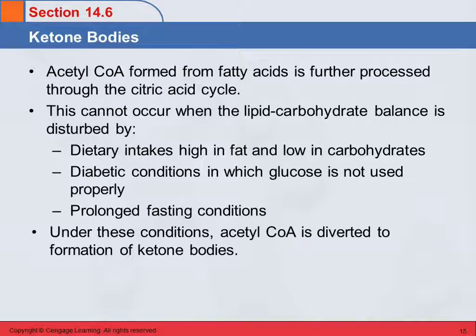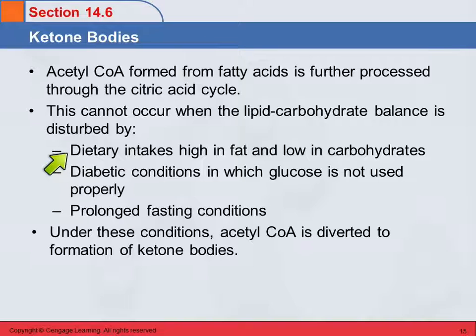Ketone bodies. So we just looked at the beta oxidation of fatty acids and how it forms acetyl-CoA as the product. This acetyl-CoA is further processed through the citric acid cycle, which we studied last week. That was in chapter 12 about the overview of metabolism. Well, the citric acid cycle is not going to function sometimes. We can't use the acetyl-CoA in the citric acid cycle if we've got a lipid-carbohydrate imbalance. And this can happen for one of 3 reasons.